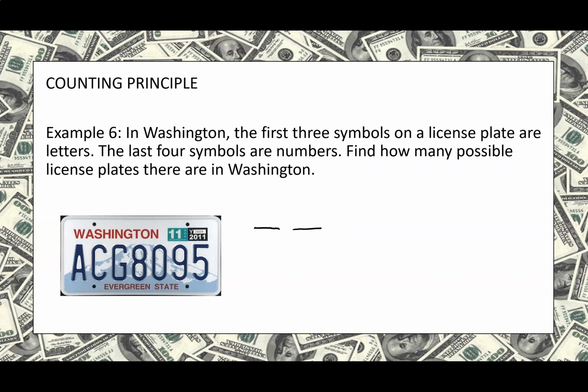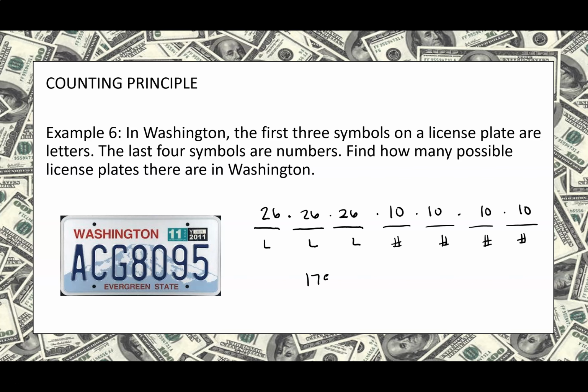So we've got 1, 2, 3 being letters, so L for letters. And then we've got 4 digits, 1, 2, 3, 4. Those are going to be numbers. And they certainly can repeat. That's totally fine. All right, so we've got 26 letters, 26 letters, 26 letters, 10 numbers, 10 numbers, 10 numbers, 10 numbers. And we're just going to go ahead and multiply all those across. And that'd be 175. Oopsie. It's 175,760,000 possibilities.